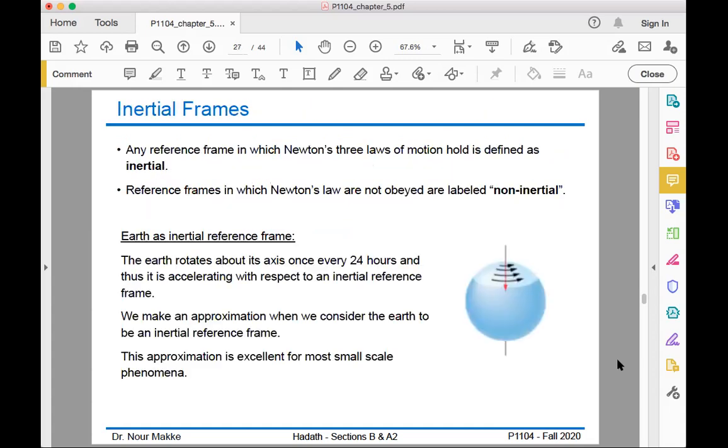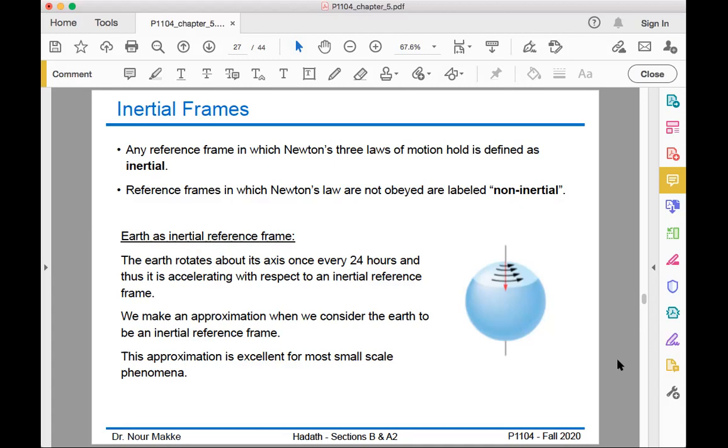A few words about the inertial frame. Any reference frame in which Newton's three laws of motion are valid is defined as inertial. A reference frame in which Newton's laws are not obeyed is labeled non-inertial. For example, the Earth is rotating about its axis once every 24 hours, and thus it is accelerating with respect to a given inertial reference frame.